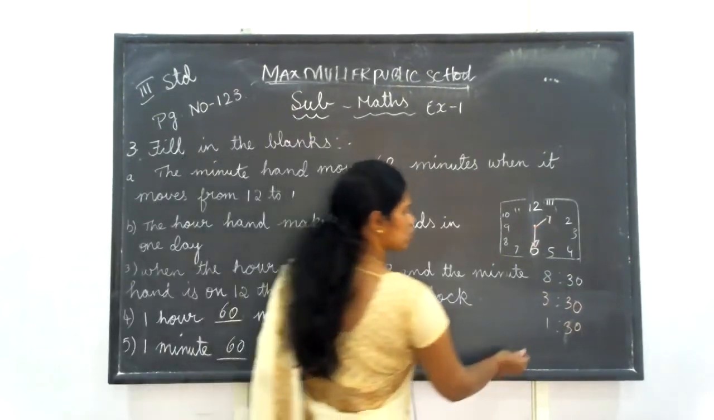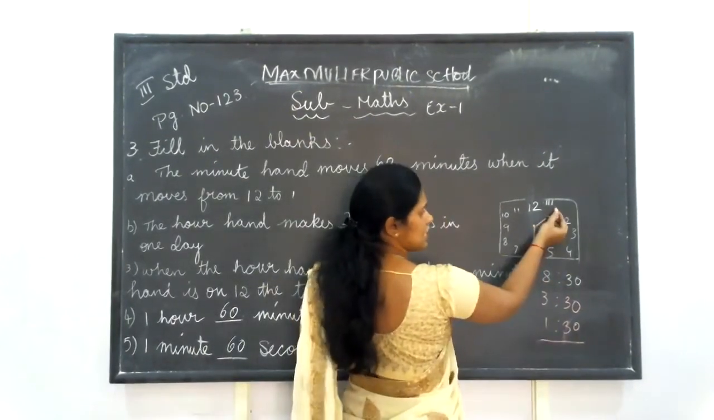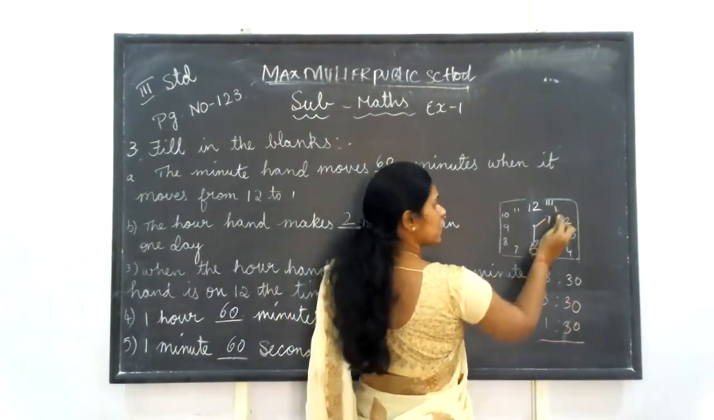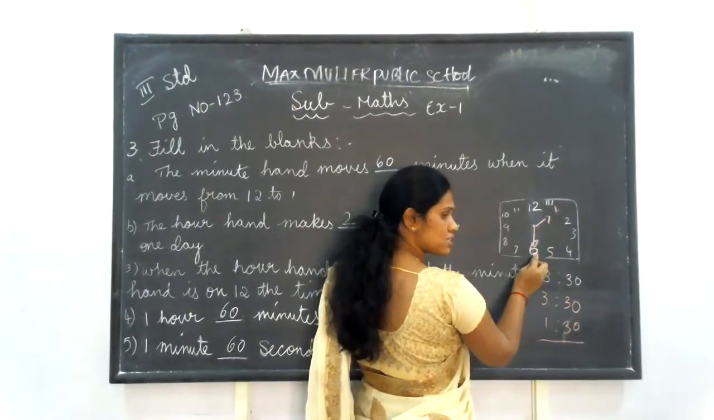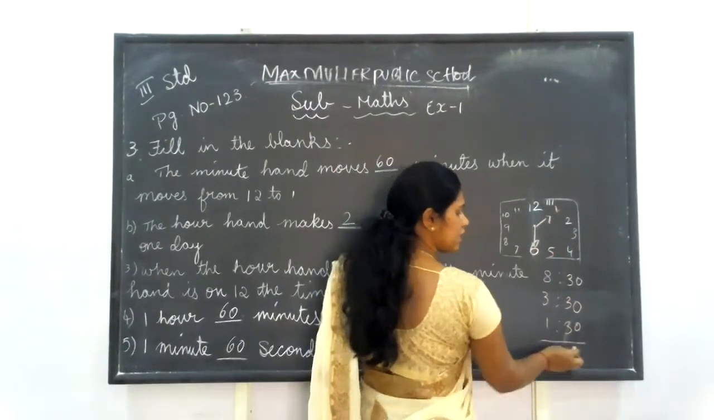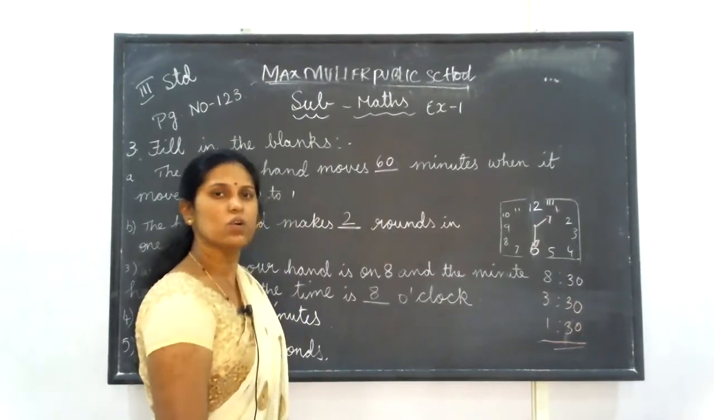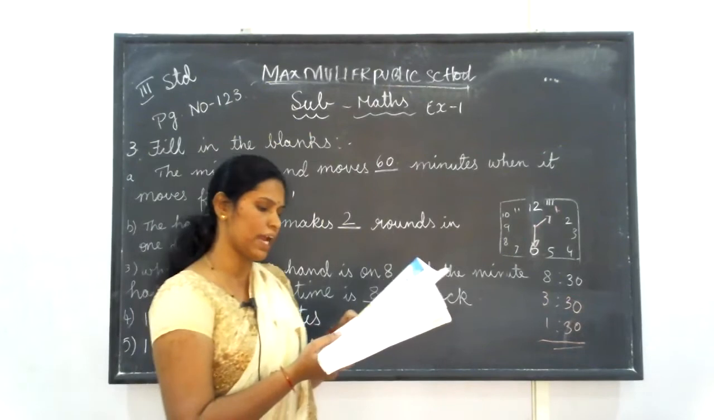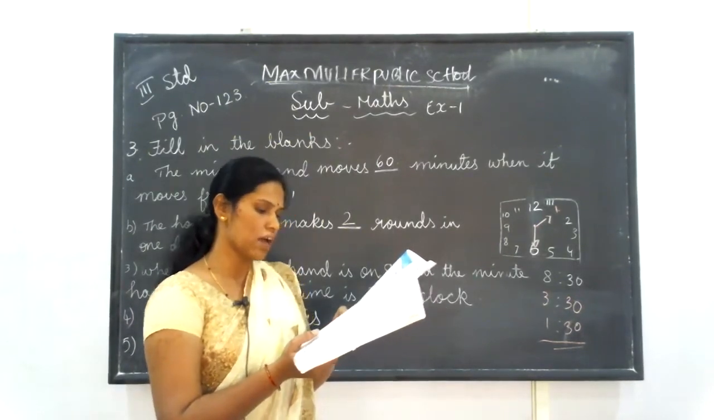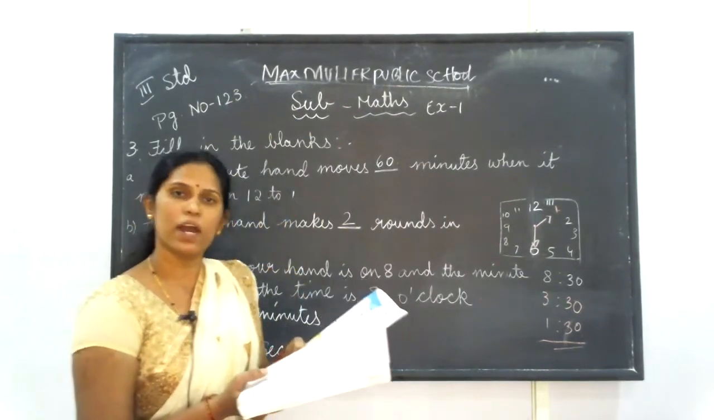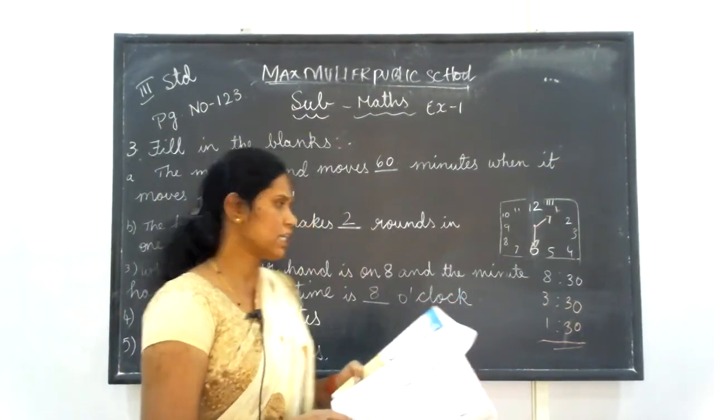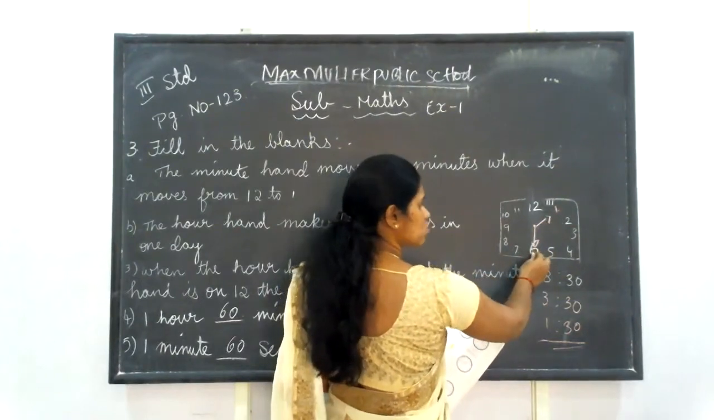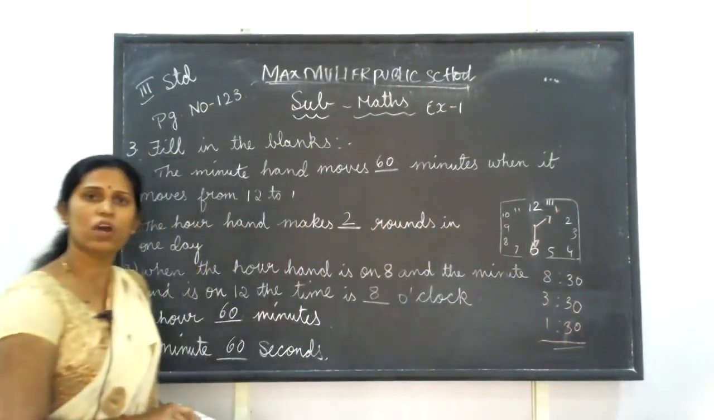Now, for example, I have shown this one here. The short hand is showing towards 1. The long hand is indicating towards 6. So, what is the time now? It is 1:30. See here, when the hour hand is between 1 and 2, the time is 1:30. When the short hand is showing 1 and the long hand is towards 6, it is called what?